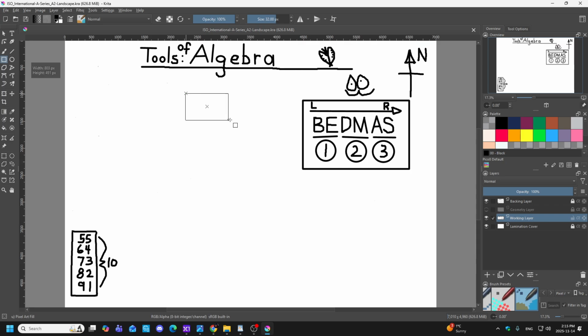We have something that looks like this. And here it says n. And on this side it says 2n plus 3. Okay? It looks like we have a rectangle for a shape.